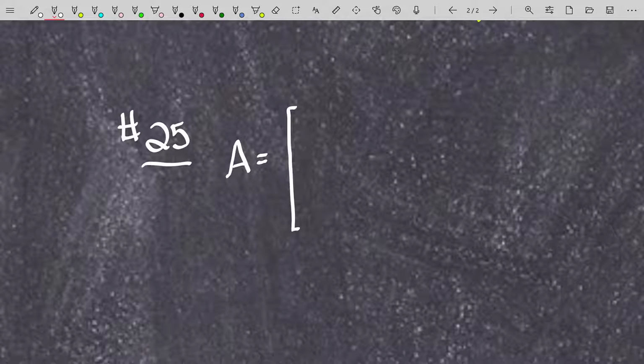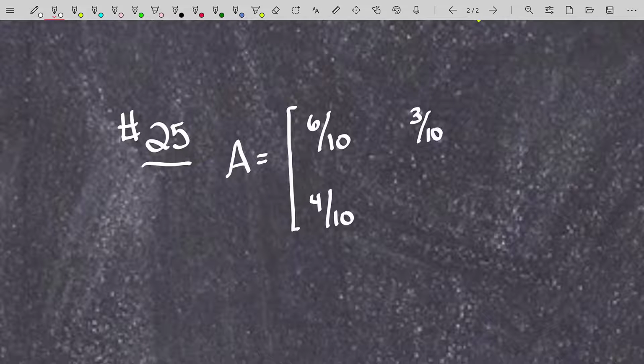And you know what? I'm going to write this as 6/10 because I'm going to do all my math by hand, and so it's just easier for me to do it this way. 6/10, 4/10, 3/10, and 7/10. It's just a little bit cleaner, I think, for me personally.